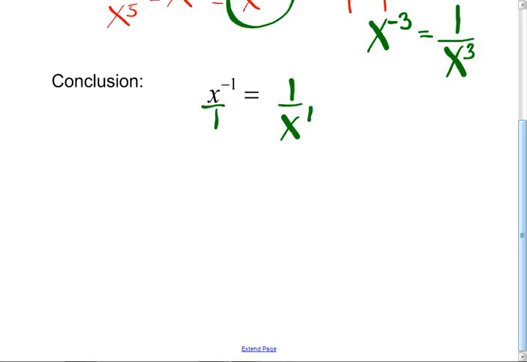And that's really all that's new. Now, I like to get rid of my negative exponents first thing when I do problems. And I'll show you my little technique here.